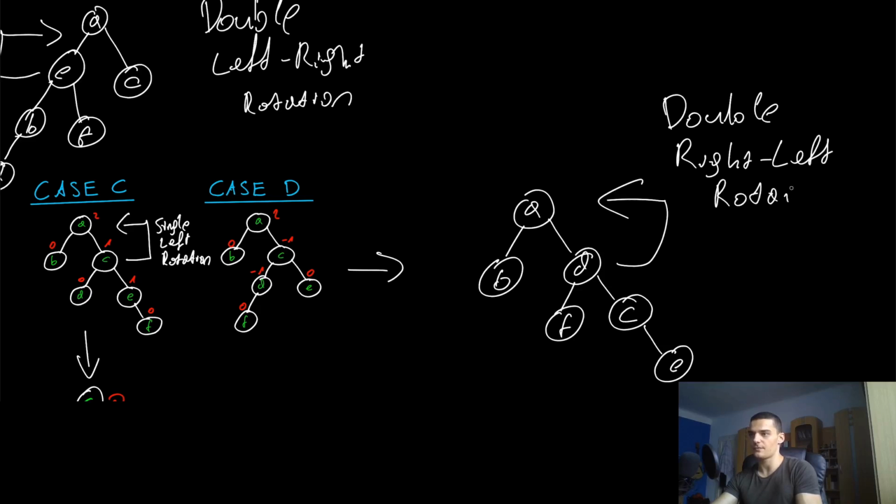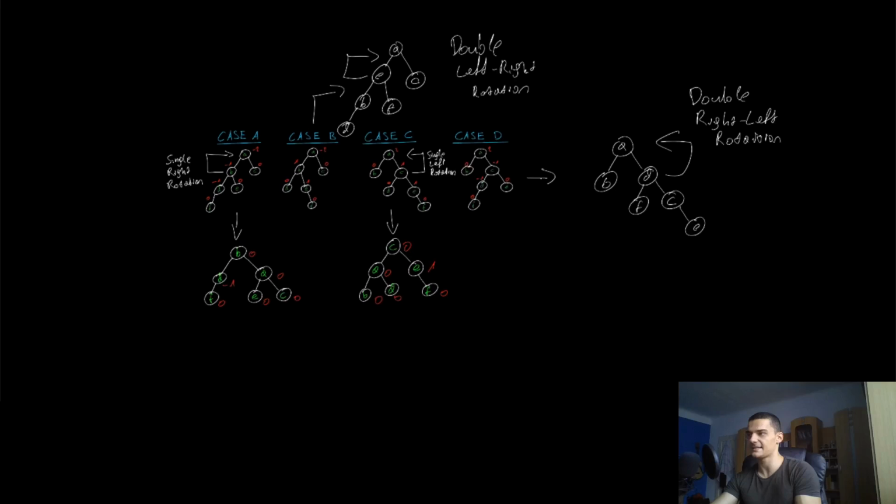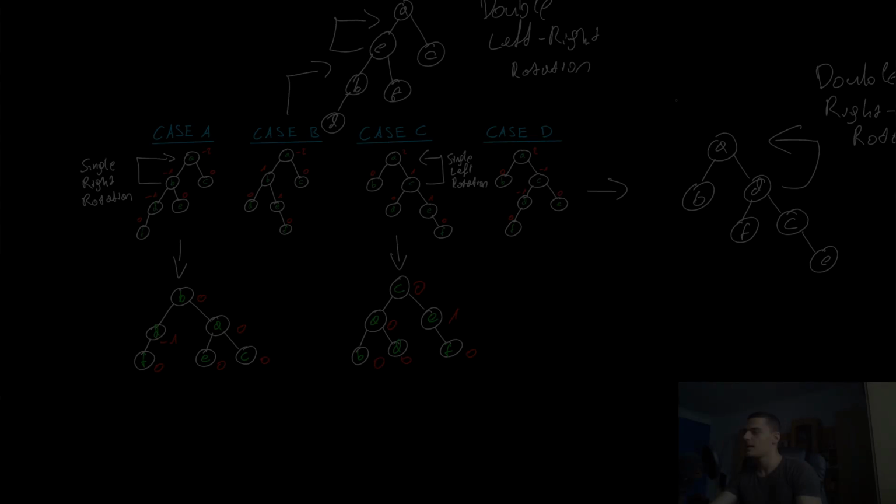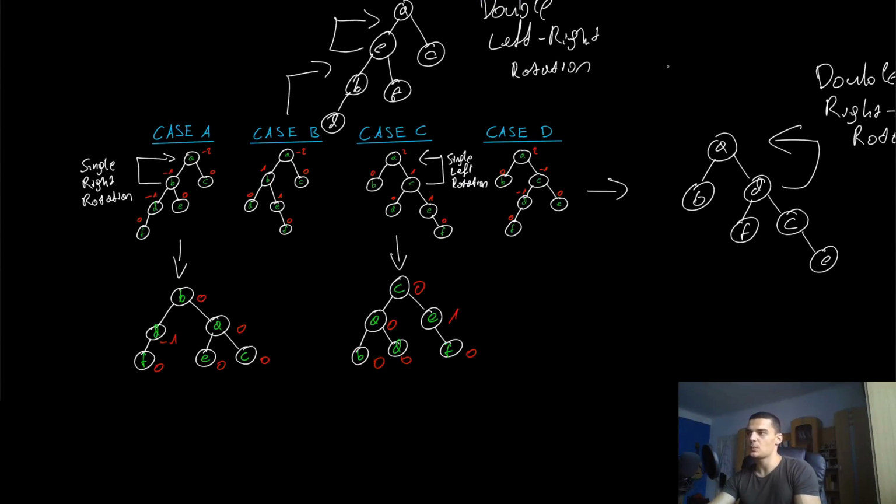And this is how you solve all these different scenarios, all these different cases of unbalanced nodes. You're going to have unbalanced subtrees, you're going to have an unbalanced tree as a whole, but wherever you find structures like this, you can solve them with single right rotation, single left rotation, double left right rotation, or double right left rotation.